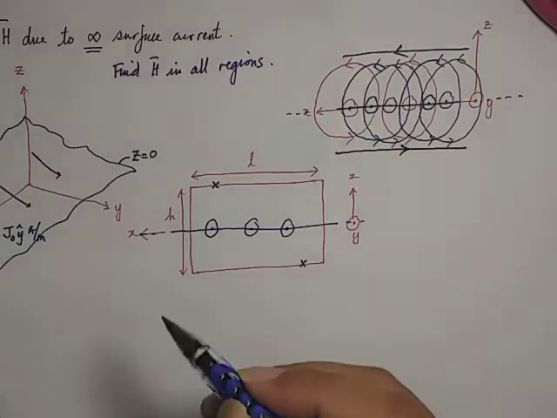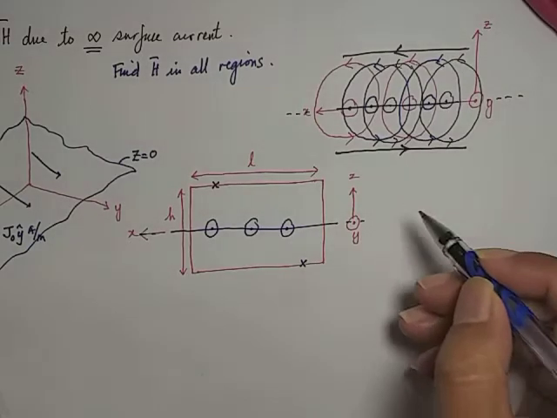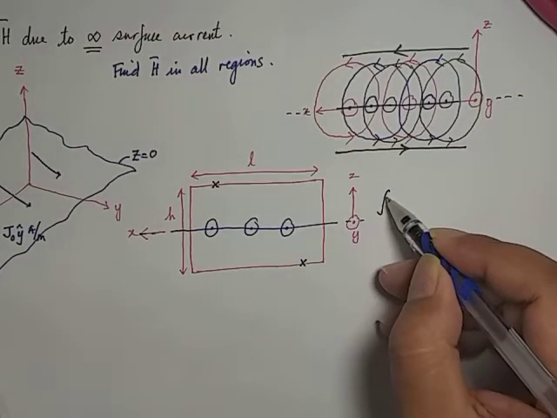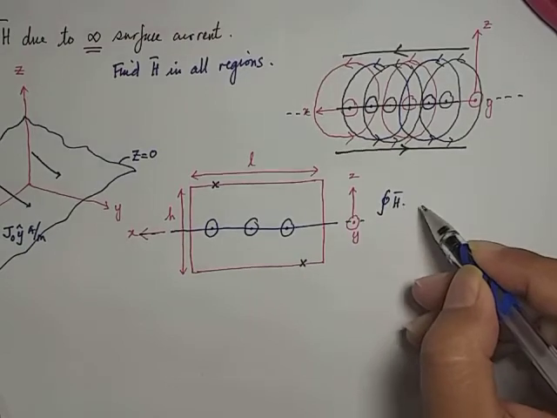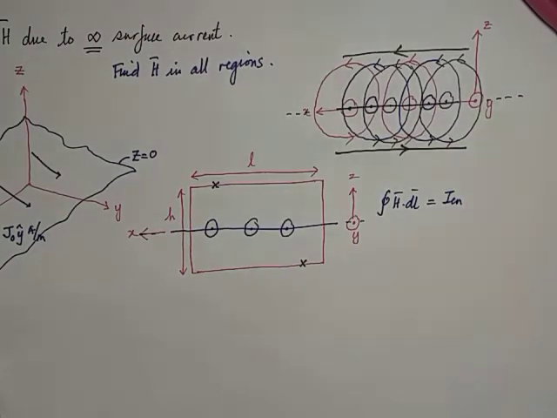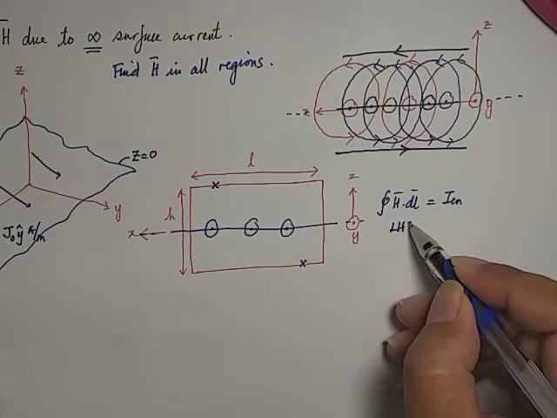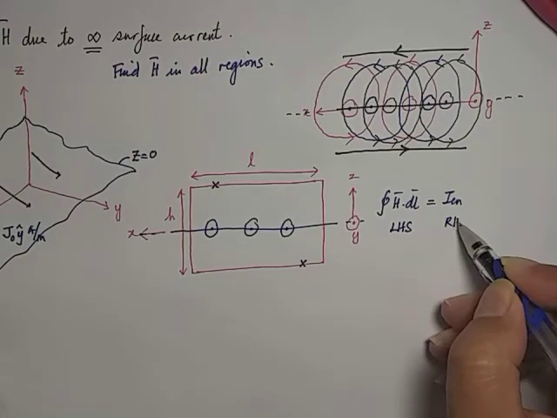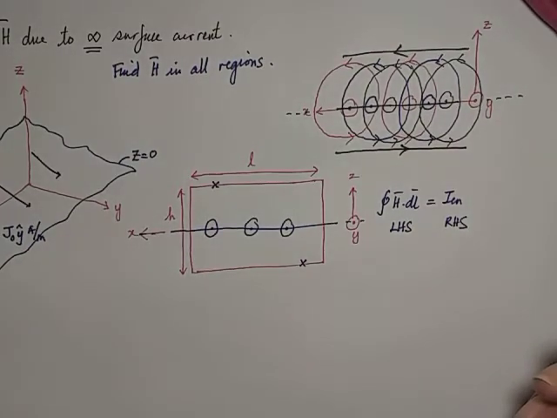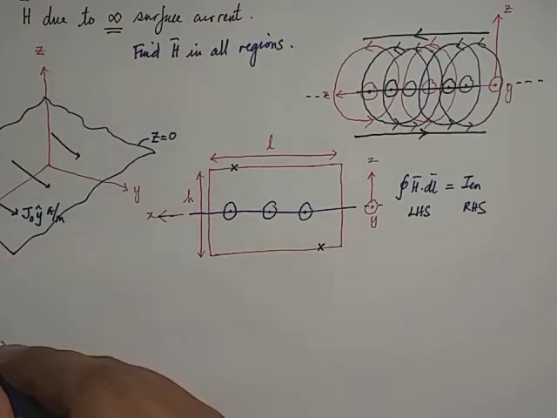Okay, let's go next. I'm going to solve the mathematics now. The closed line integral of H dot dl equals I enclosed. That should be the mathematics. I'm going to make it clear by dividing it into left-hand side and right-hand side so that you can see how those two relate together. So we're going to focus on the left-hand side now.